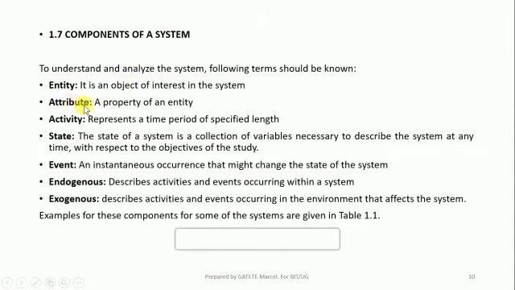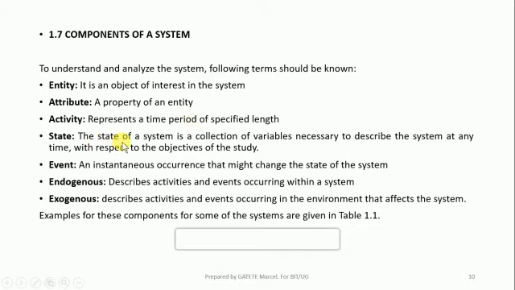What will be an attribute? An attribute is a property of an entity. An entity has some properties, attributes or characteristics. For example, I can say student ID and student name. These are attributes of the object or entity student. An activity represents a time period of a specified length. An activity represents what has been done within a time period.